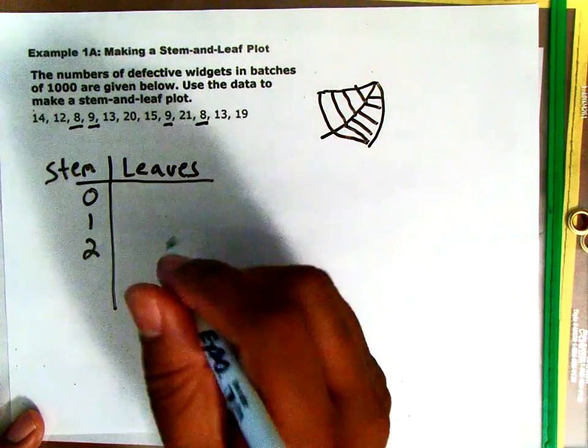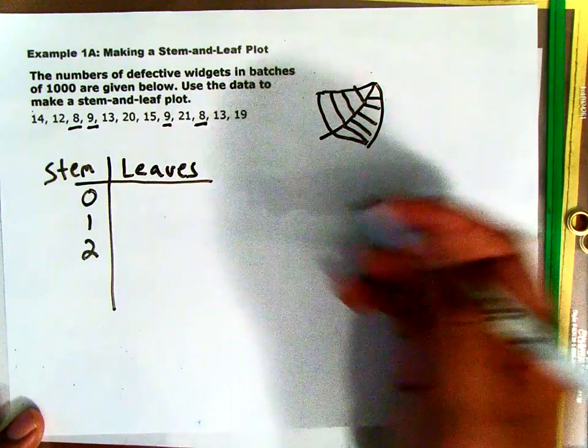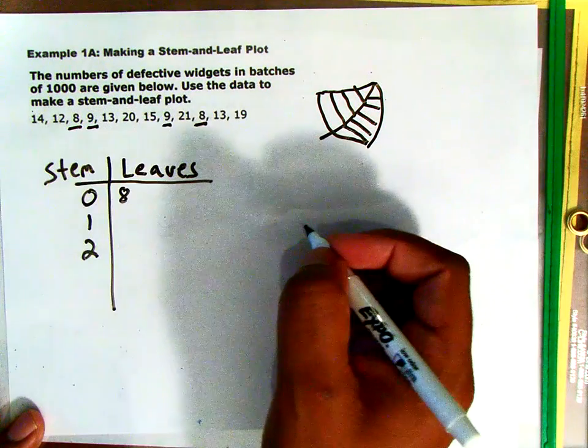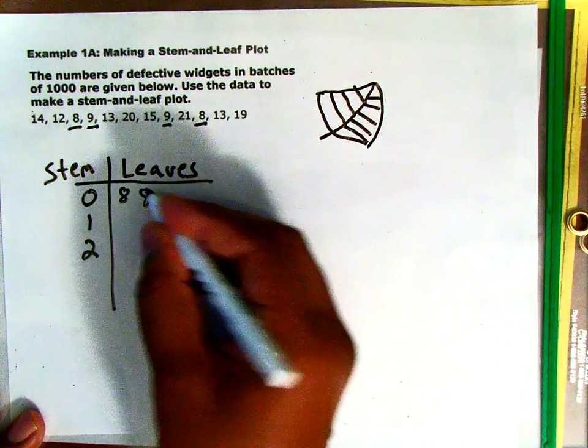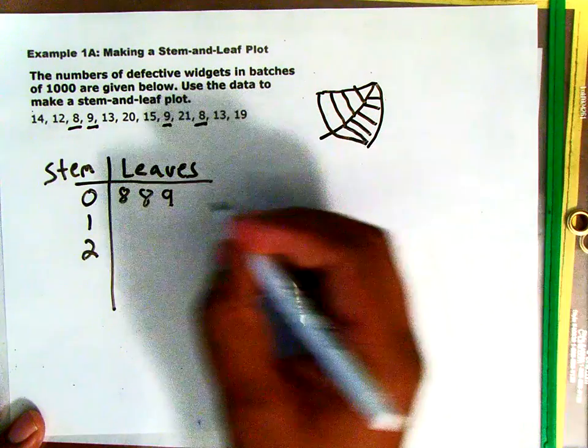And if you have an 8, you put an 8. If you have 2 8s, you put 2 8s. So I'm going to put an 8, another 8, a 9, and a 9.